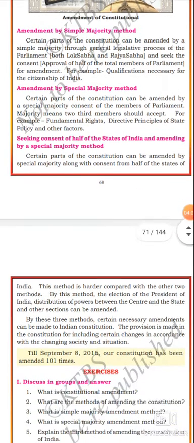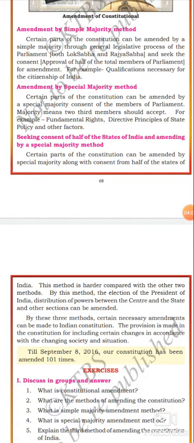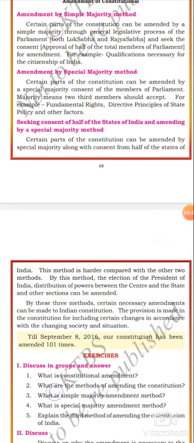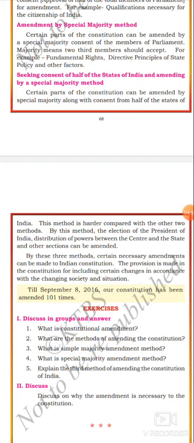Let us see now the third method, seeking consent of half of the states of India and amending by a special majority method. Listen. Certain parts of the constitution can be amended by special majority along with consent from half of the states of India. Listen carefully, understand the topic. Amended means changed by a special majority along with consent from half of the states of India. Half of the states should accept for amending certain parts of our constitution. Got it?